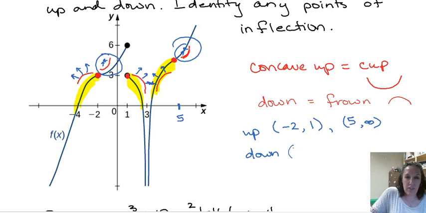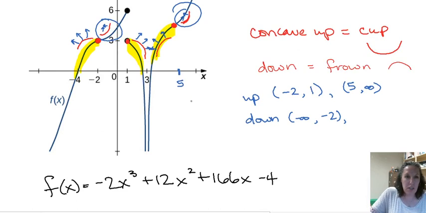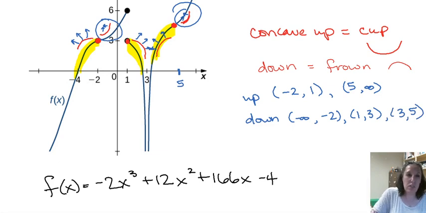And so we see that that graph is going to be concave down from -infinity until -2, and then also from 1 to 3. And it breaks at 3 because of that asymptote. 3 to 5, it's concave down on each of those intervals. So we've got concave down, I've got highlighted in yellow. Concave up, I've got highlighted in the green.